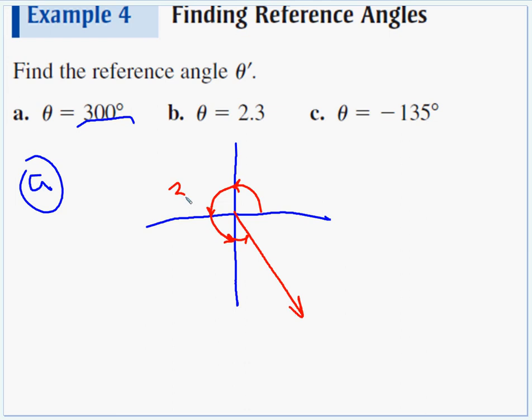And we've gone 300 degrees around the circle. So how many more degrees to get back to the x-axis? We want to figure that out. Well, a full circle's 360, and we've used up 300 degrees. So here, our reference angle theta prime would equal 60 degrees.